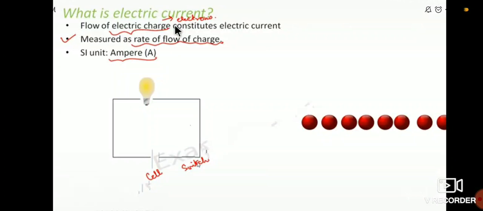So what is electric current? First concept: electric current means flow of electric charges constitutes electric current. That means in the current wire, the copper carries the electrons. The concept of electrons, protons, neutrons you are going to study in 8th standard. For now you should know only that when the circuit is connected, the current passing means it is carrying the electrons. Some carry electrons from negative to positive, and some from positive to negative. There are two types.